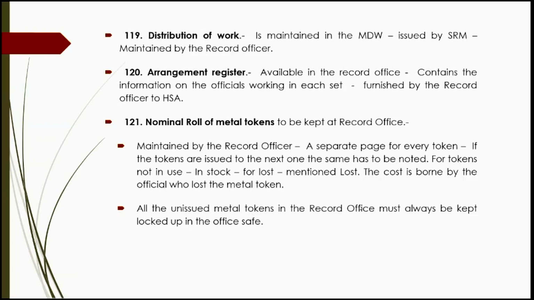Next rule number is 121. We already saw regarding metal tokens. It is like an ID card which is required to be carried by the people who are attending the railway stations, the changing stations. So whoever is holding those metal tokens, their particulars are recorded in the nominal roll. This nominal roll is maintained at the record office.